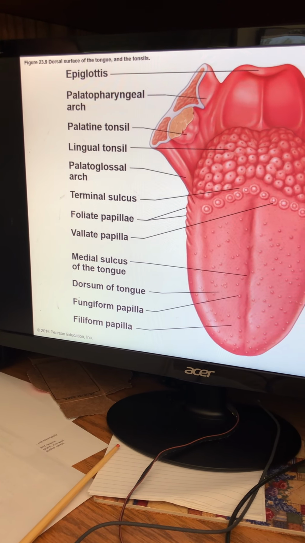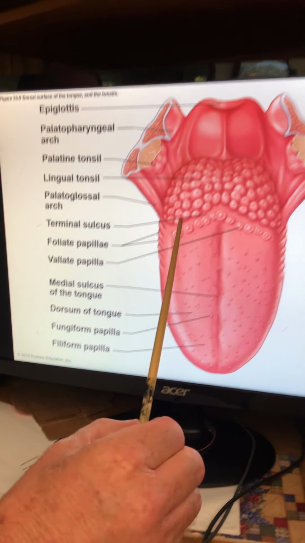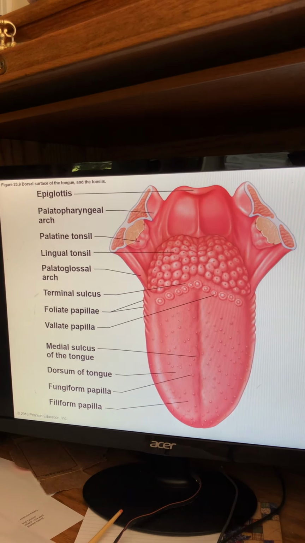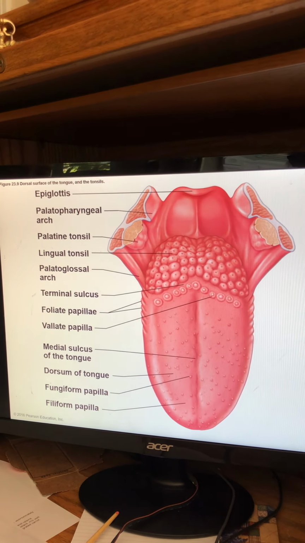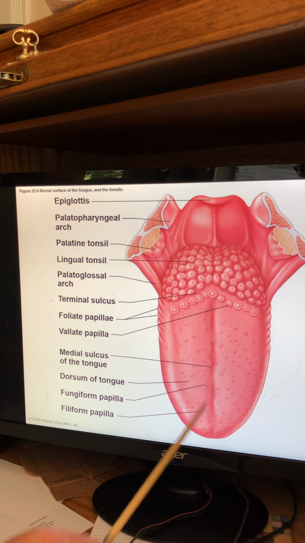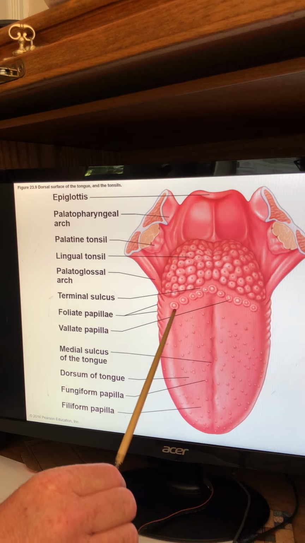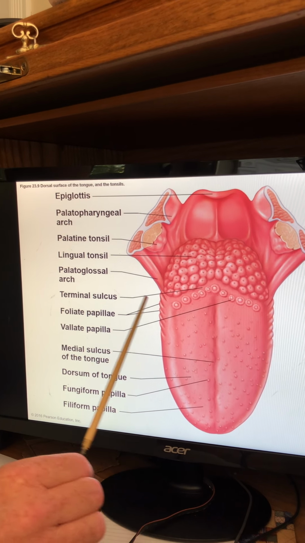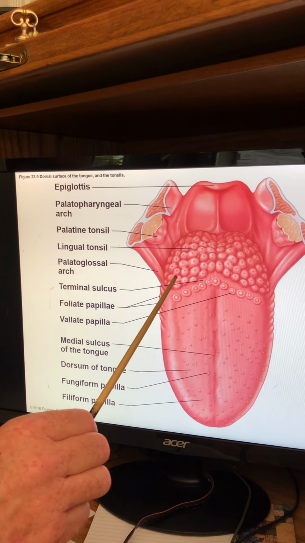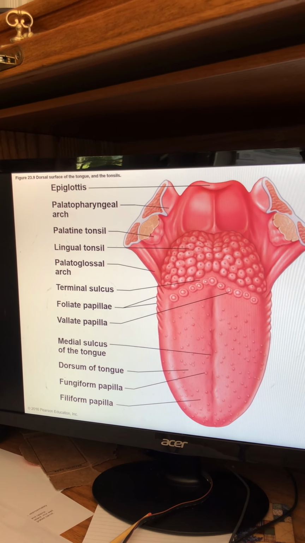The last thing I'll point out here is this one that's shaped like a V. It's called the vallate papilla. That's the way that I always remembered it, and it's going to have a separation from the anterior portion of the tongue, and then there's a space. The space is called the terminal sulcus, and then posterior to the terminal sulcus will be the lingual tonsils.